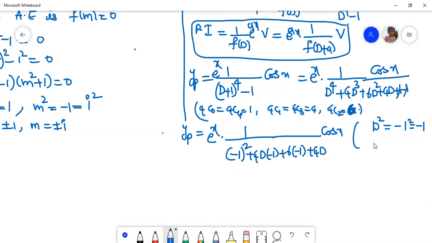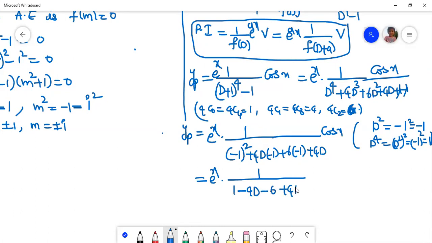Minus a square, with a equal to 1, is minus 1. D power 4 means D square whole square, that is (minus 1) whole square, equal to 1. So it is equal to e power x into 1 by 1, plus 4D into minus 1, that is minus 4D, plus 6 into minus 1, that is minus 6, plus 4D, into cos x. Here minus 4D plus 4D get cancelled. 1 minus 6 is minus 5. So e power x by minus 5 into cos x is yp.